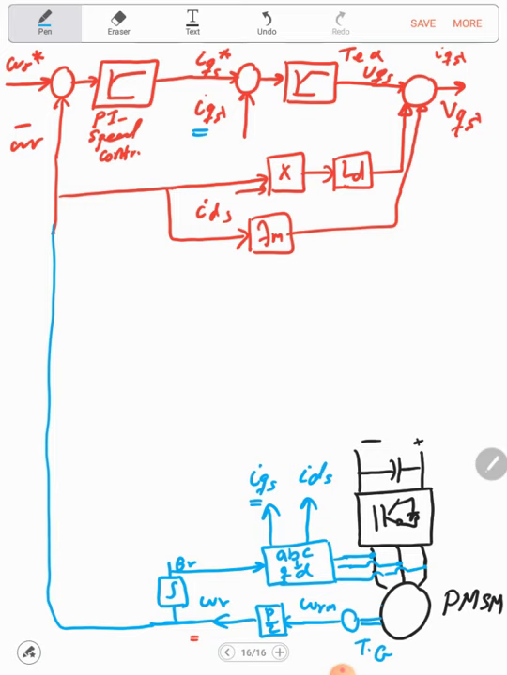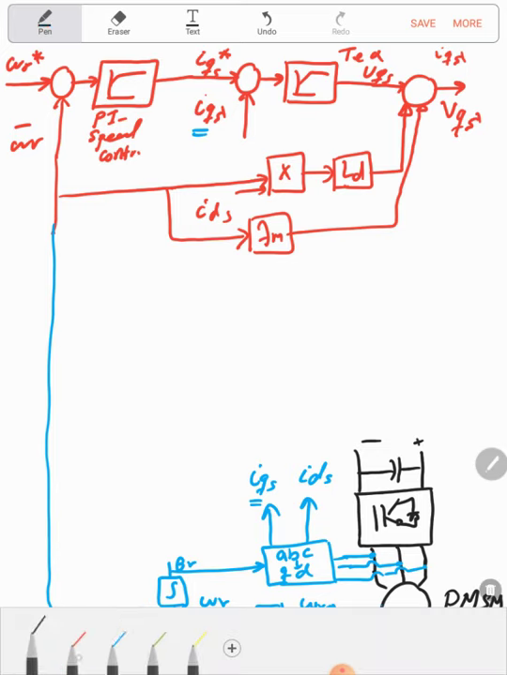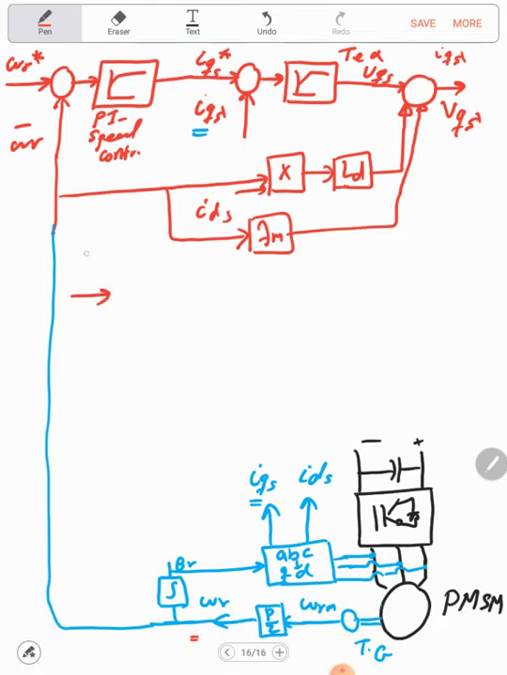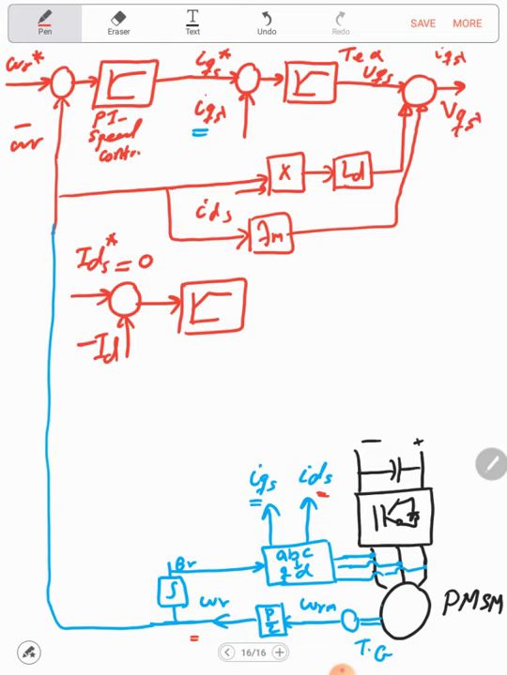Now for the D-axis, let's assume this is the IDS star, and here, in order to finish the plotting, let's assume that I'm not interested in controlling the speed above the rated speed, which means that IDS must equal 0. And here I will compare it with the actual ID. This is the ID. Then I will use a PI control, and here I will generate the UDS.